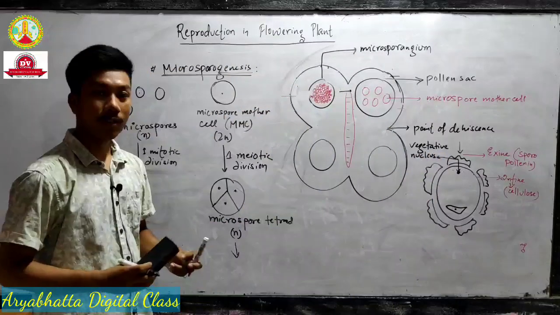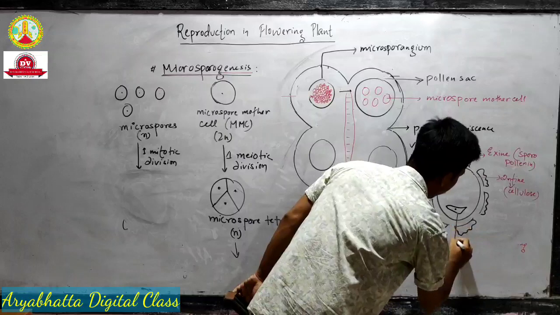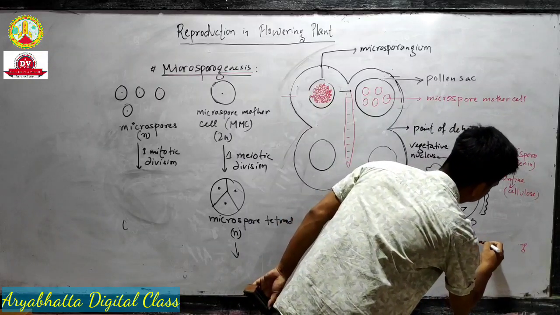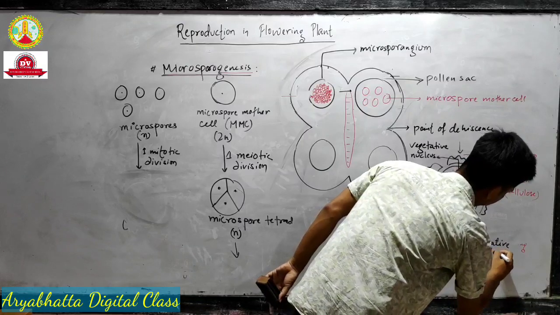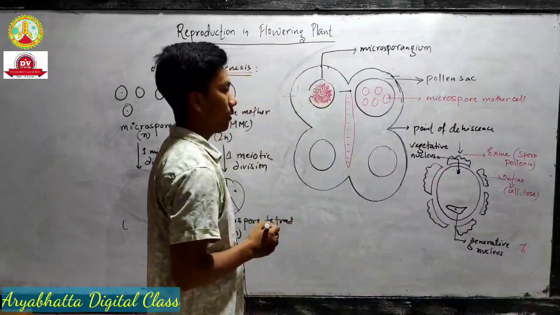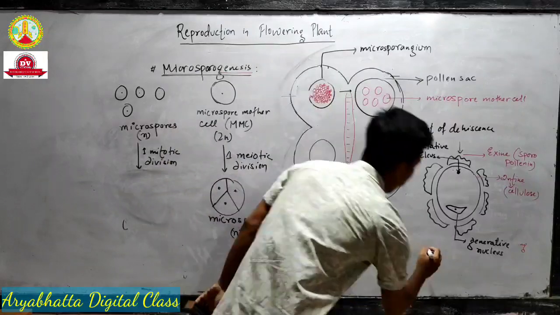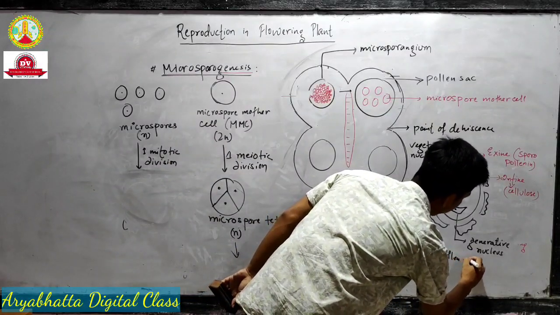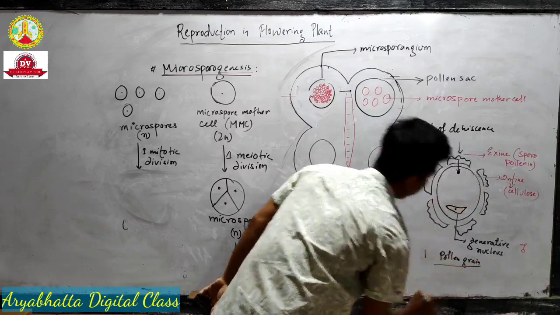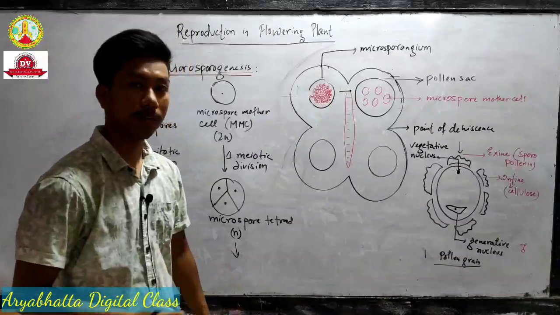Okay, and the bigger one is known as generative nucleus. So this is the actual structure of pollen grain, which is male gametophyte.